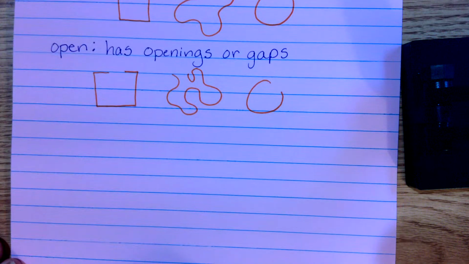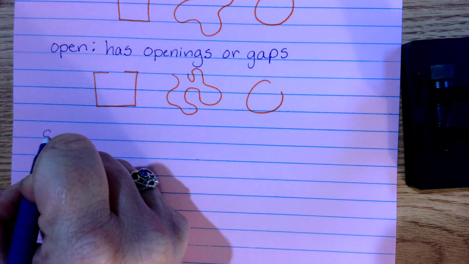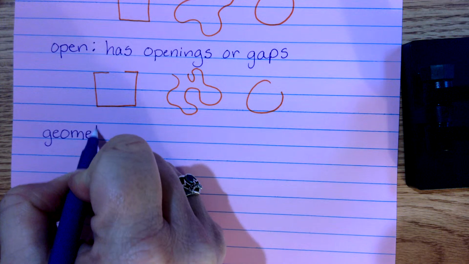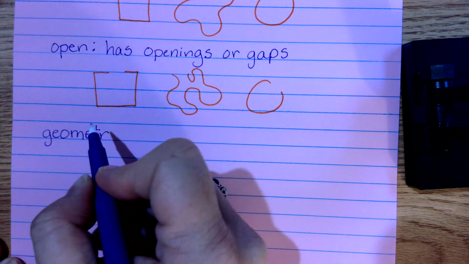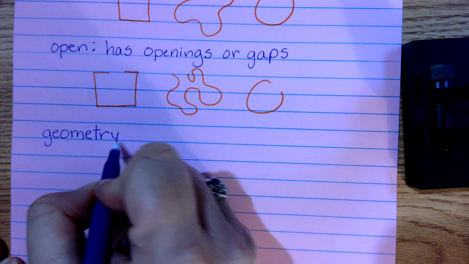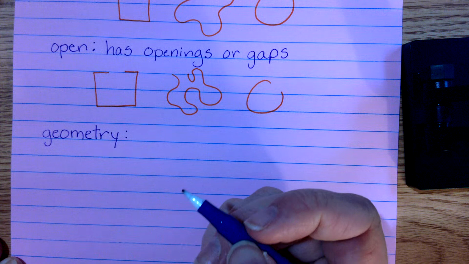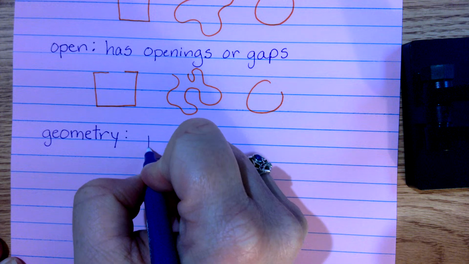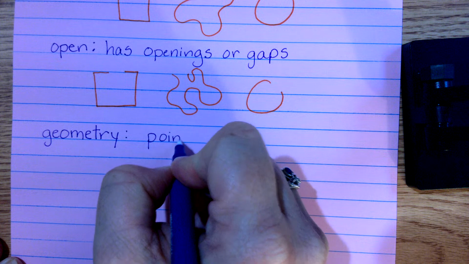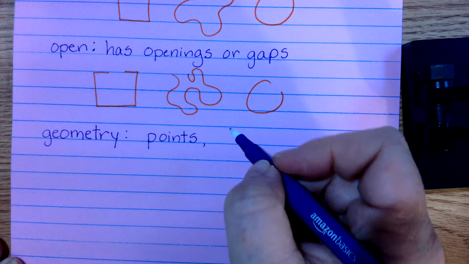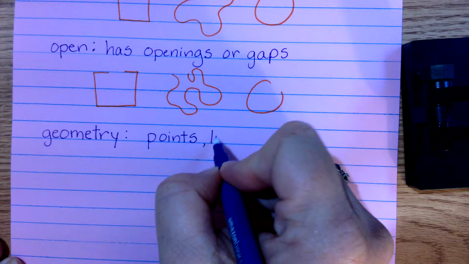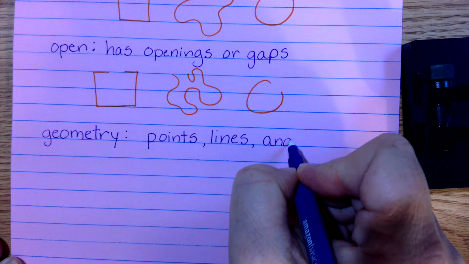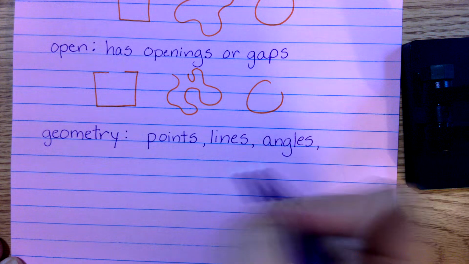Your next vocabulary word is geometry. I guess it's important if we're going to study it to know exactly what it is that we're studying. Geometry is the study in math where you look at points, lines, angles, and shapes.